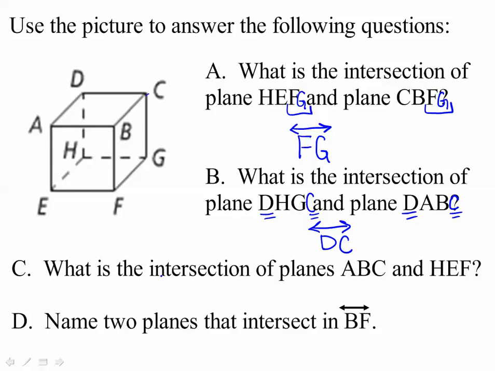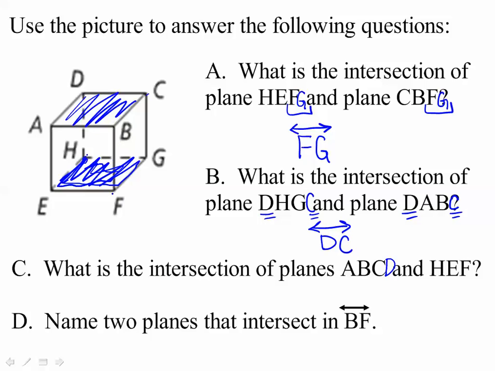Now we're going to look at one more example, just like the last two. It says, what is the intersection of planes ABC and HEF? So if we look at our picture again, ABC is again the top of the box, and that's ABCD. So ABCD is the top of the box. And then we have HEF, and if we look, H, E, F, that would also include G if we went around. That would be the bottom of the box.